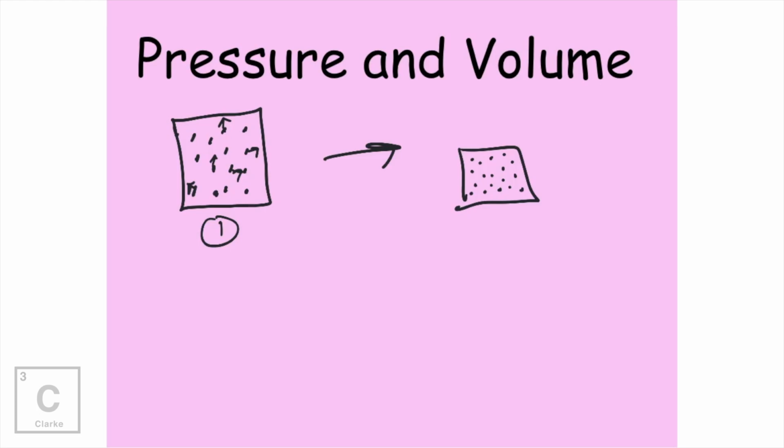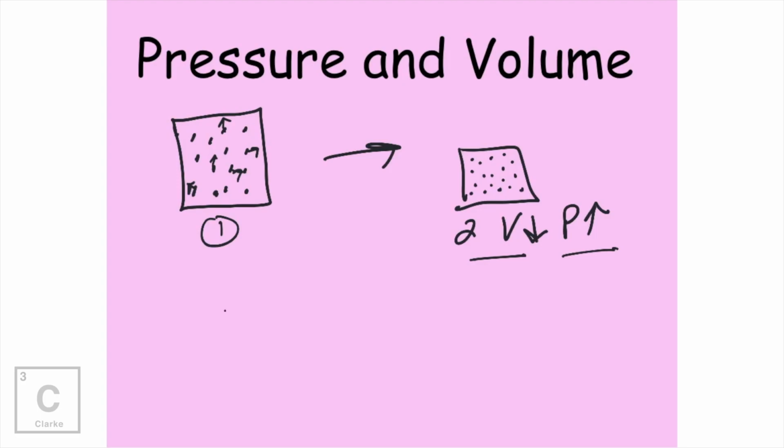But now we take all of these gas particles and we stuff them into a smaller container. So in situation 2, the volume decreased. There's still the same amount of gas particles, but they don't have as much room to bump around in. So their collisions are getting more frequent and more powerful. If the collisions increase, that means pressure increases. So if we decrease the volume, the pressure increases.